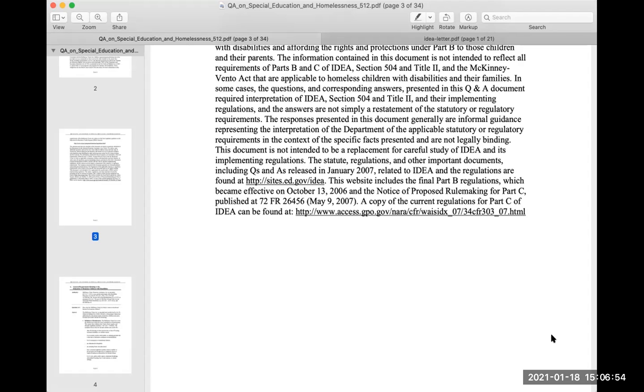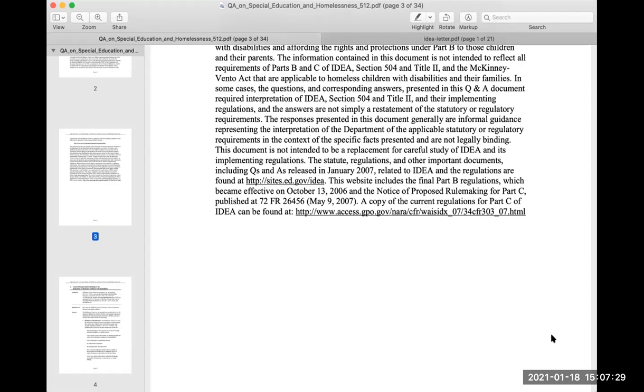11431 et seq., and the Individuals with Disabilities Education Act, Part B, 20 U.S.C. 1401, 1411, 1419, and 34 CFR Part 300; Section 504 of the Rehabilitation Act of 1973, as amended, 29 U.S.C. 794 and 34 CFR Part 104; and Title II of the Americans with Disabilities Act, 42 U.S.C. 12131 et seq., and 28 CFR Part 35.